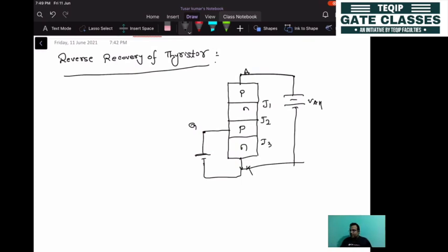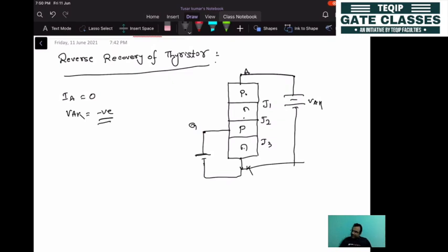During that operation, what happens? Charge carriers from the P layer come to the N layer, and charge carriers from the N layer go to the P layer. So charge carriers are transferred from one layer to another during the operation. Let's say we want to switch it off. What is the procedure of switching it off? You have to make sure that the anode current will be 0. Then VAK, that is the anode to cathode voltage, will be negative for a certain duration. Why is it required? Why should this voltage be negative?